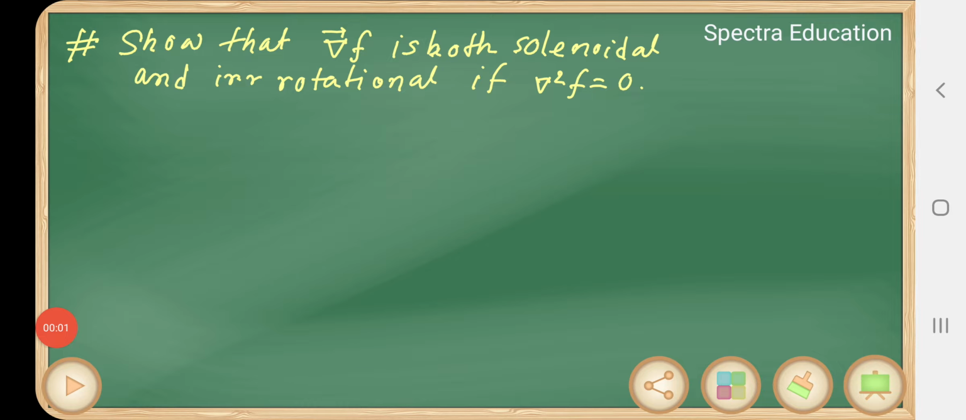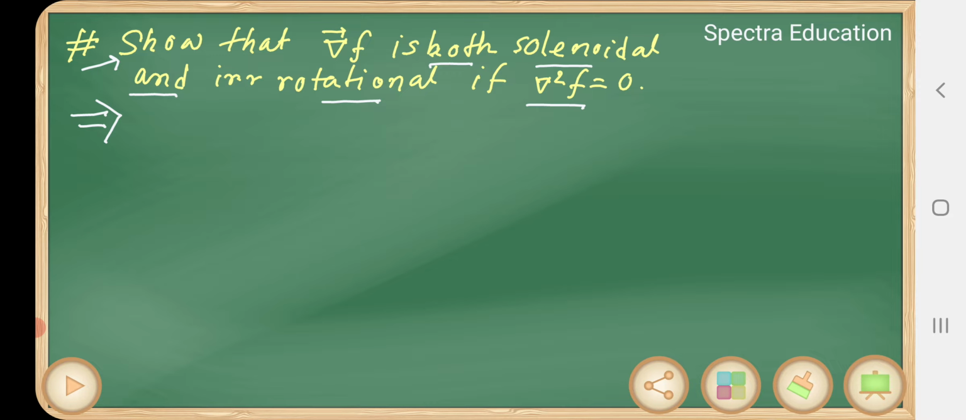Hello everyone. This is a question from one of my students. He has asked that the gradient of a vector field F is both solenoidal and irrotational if grad square F is equal to 0. So we have to prove that one, right?